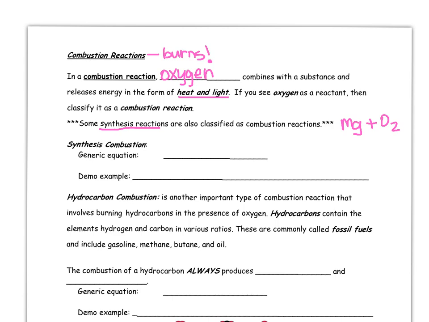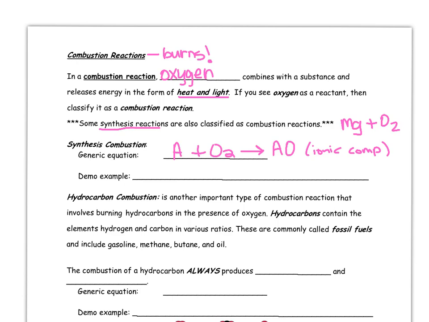So a generic equation for synthesis combustion is basically an element plus oxygen. When you make your product, it's going to be that element oxide, whatever that ionic compound is. Since that's an ionic compound, you would have to cross your charges to write the formula. And we'll do a demo like that in class, so you'll be able to get that.